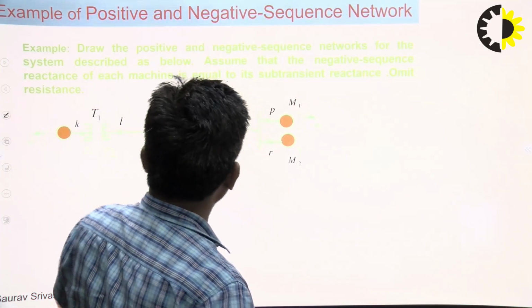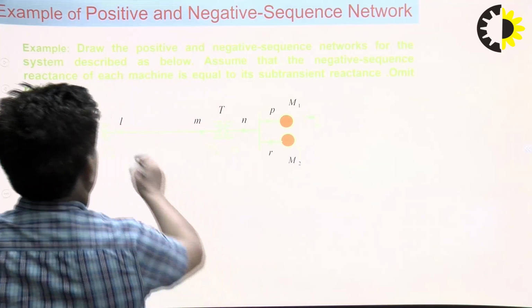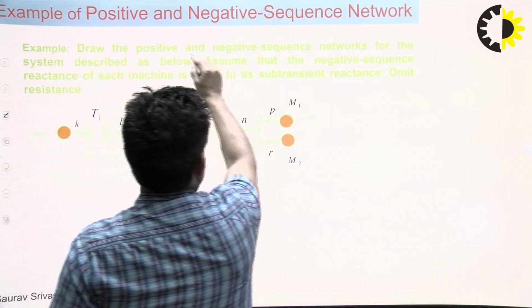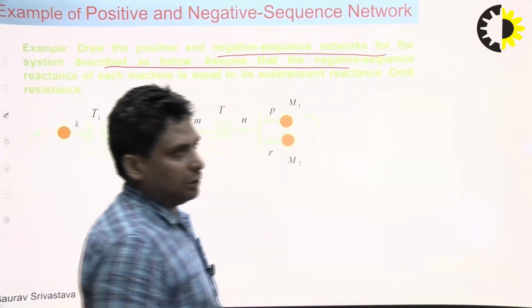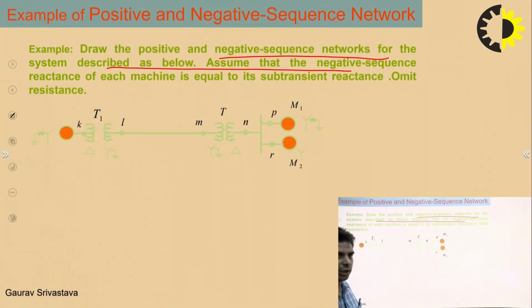Now, that is another question. We have to draw the positive and negative sequence network for the system described below. If no values are given, we don't require any calculation. We just draw the simple diagram. Here there is one generator, the transformer T and the transmission line. It is similar to the previous question we had, like positive.